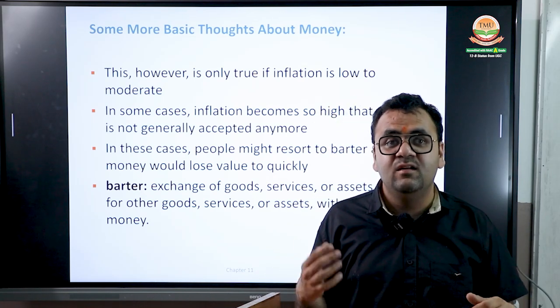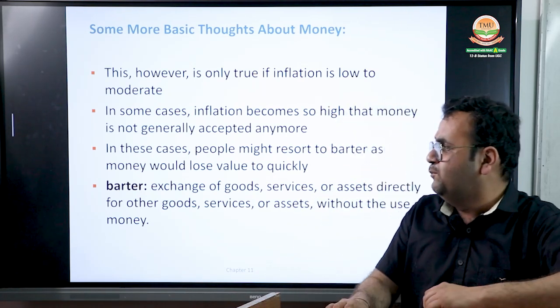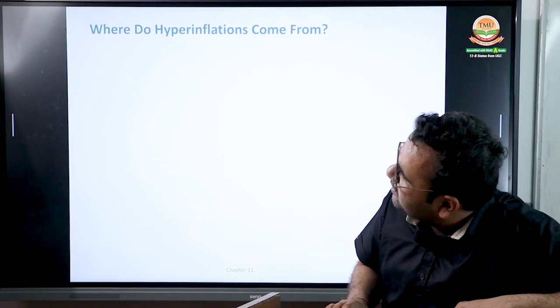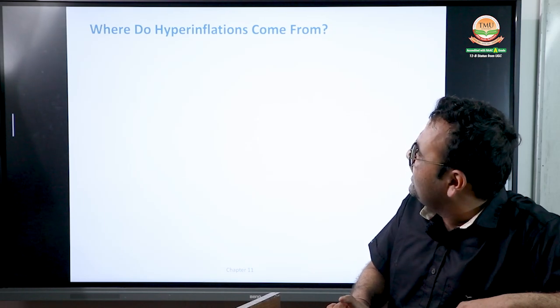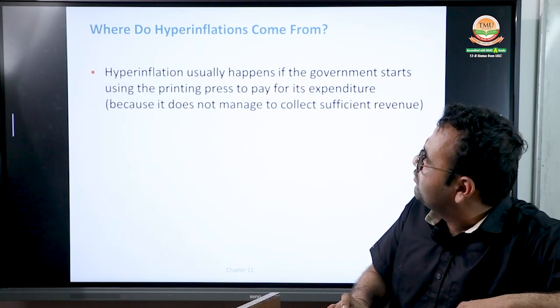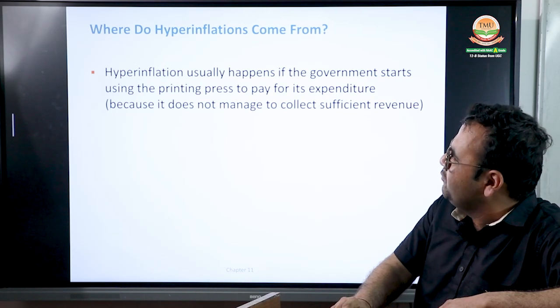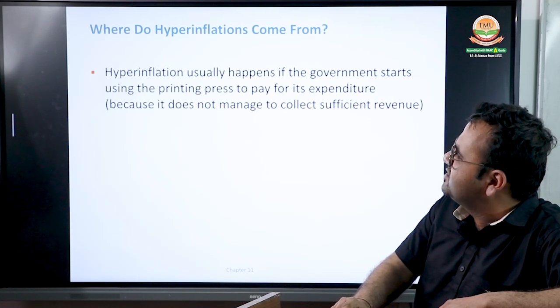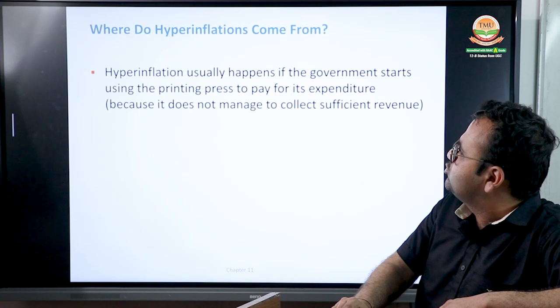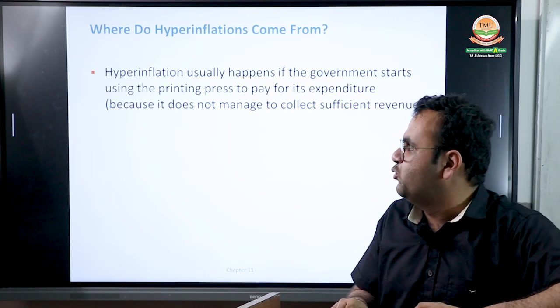I have already explained what the barter system is. Now let us see why hyperinflation comes about. Hyperinflation will happen if the government starts using the printing press to pay for its expenditure because it does not manage to collect sufficient revenue.